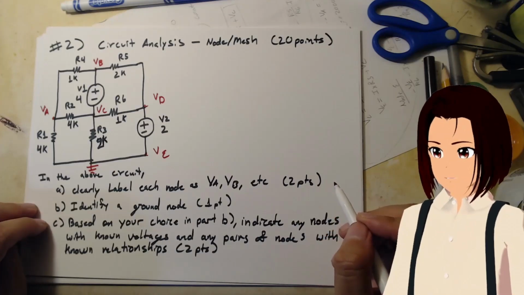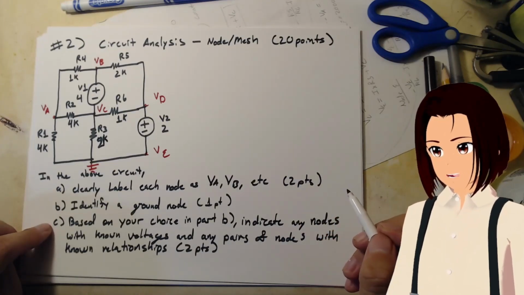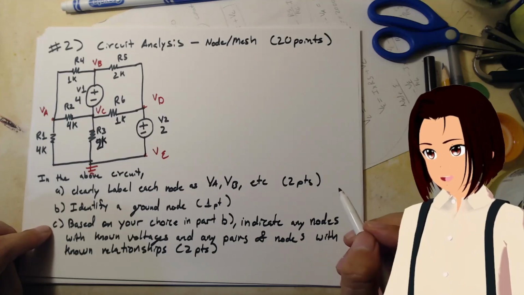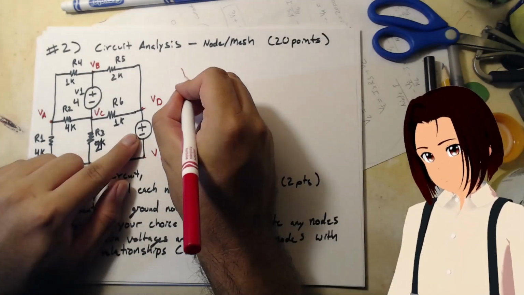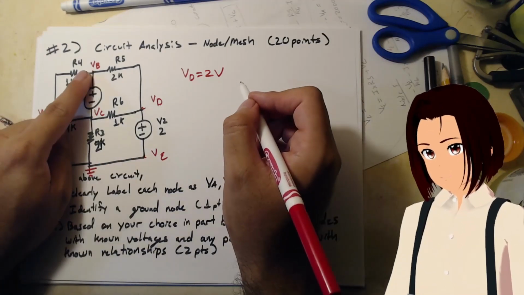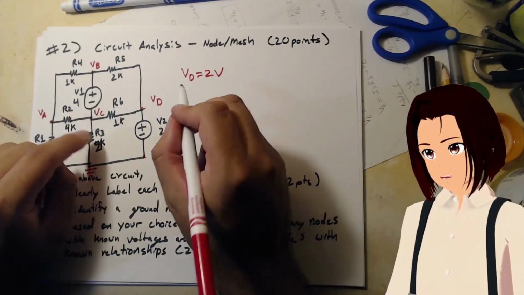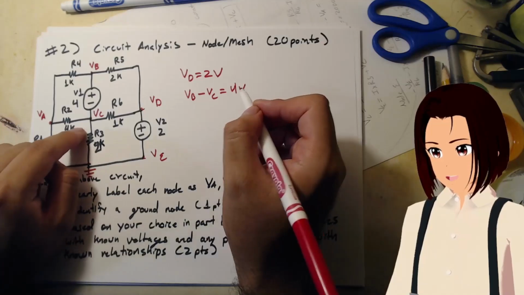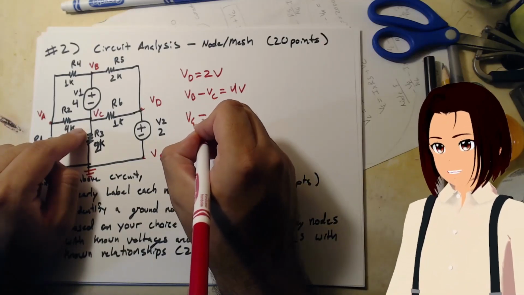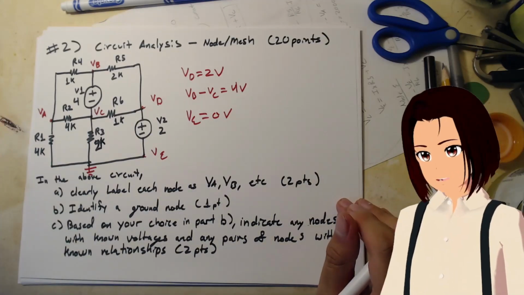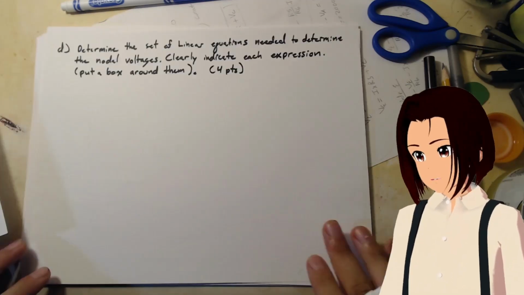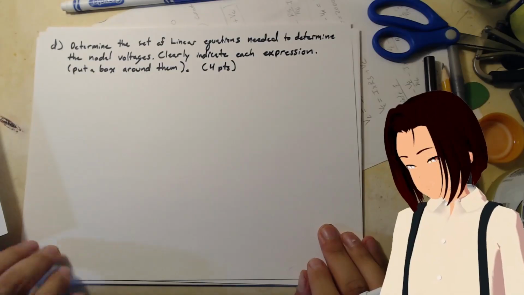Just makes it easy. Part C, based on your choice in part B. So we know VD is 2 volts because of the voltage source right here. We know VB minus VC is 4 volts. And because of the ground node, we also know that VE is equal to 0 volts. Boom, boom, boom. That's 5 points.